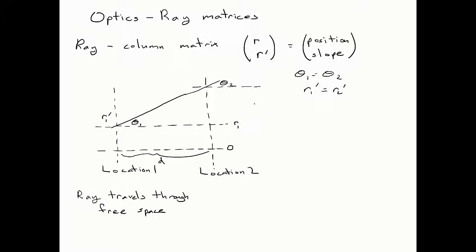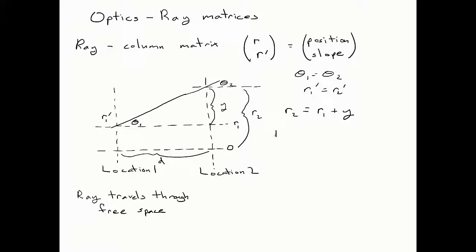We have to do a little bit of geometry to figure out what this height is here. I'm just going to call this height here y. What we are actually looking for is this height, R2, and R2 is R1 plus y. So we need to figure out what y is. Well, we can do a little bit of geometry.